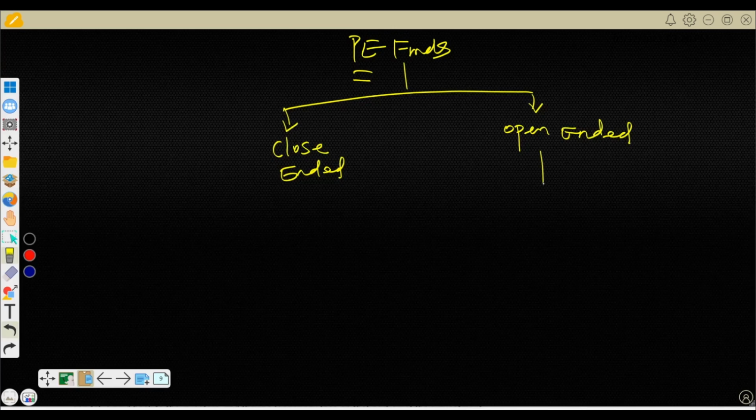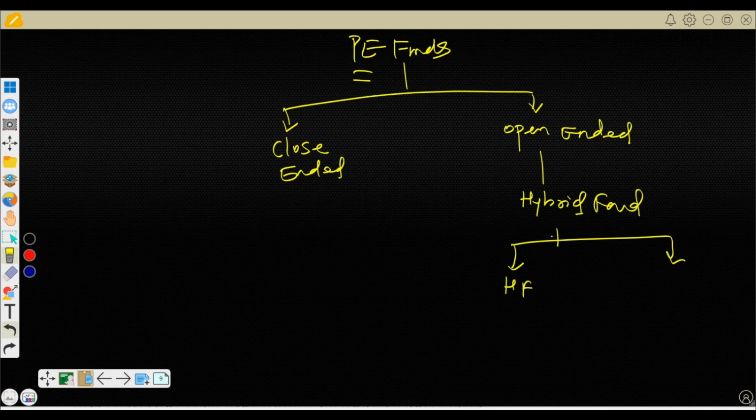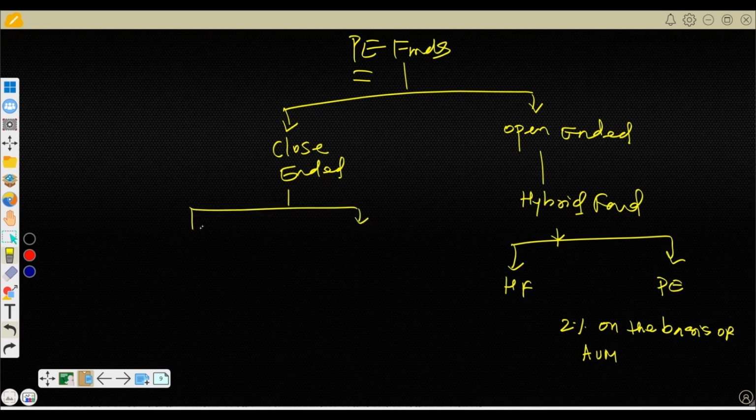When we say open ended, here you might see hybrid funds. It is a mixture of hedge fund and private equity. And that's where you would see management fees of 2% that we charge on the basis of AUM, assets under management.